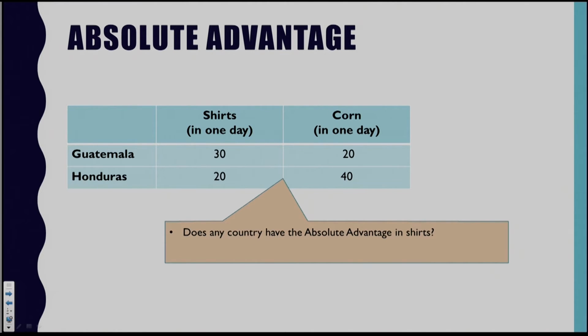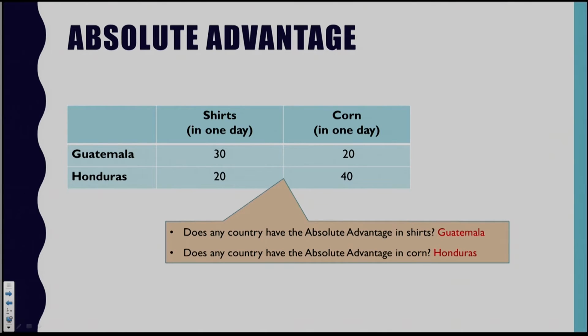First thing I'm likely to ask you, does any country have an absolute advantage in shirts? Well, take a look. What about an absolute advantage in corn? So take a second and make sure that you can answer this question. Hopefully you got the right answer.